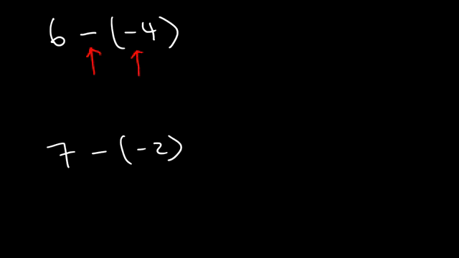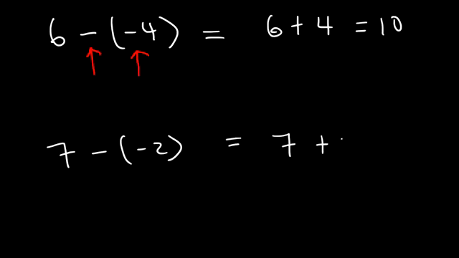Now, what is 6 minus negative 4? And also, what's 7 minus negative 2? Whenever you have two negative signs next to each other, you can make it equal to a positive sign. 6 minus negative 4 is the same as 6 plus 4, which is 10. And 7 minus negative 2 is 7 plus 2, which is 9.